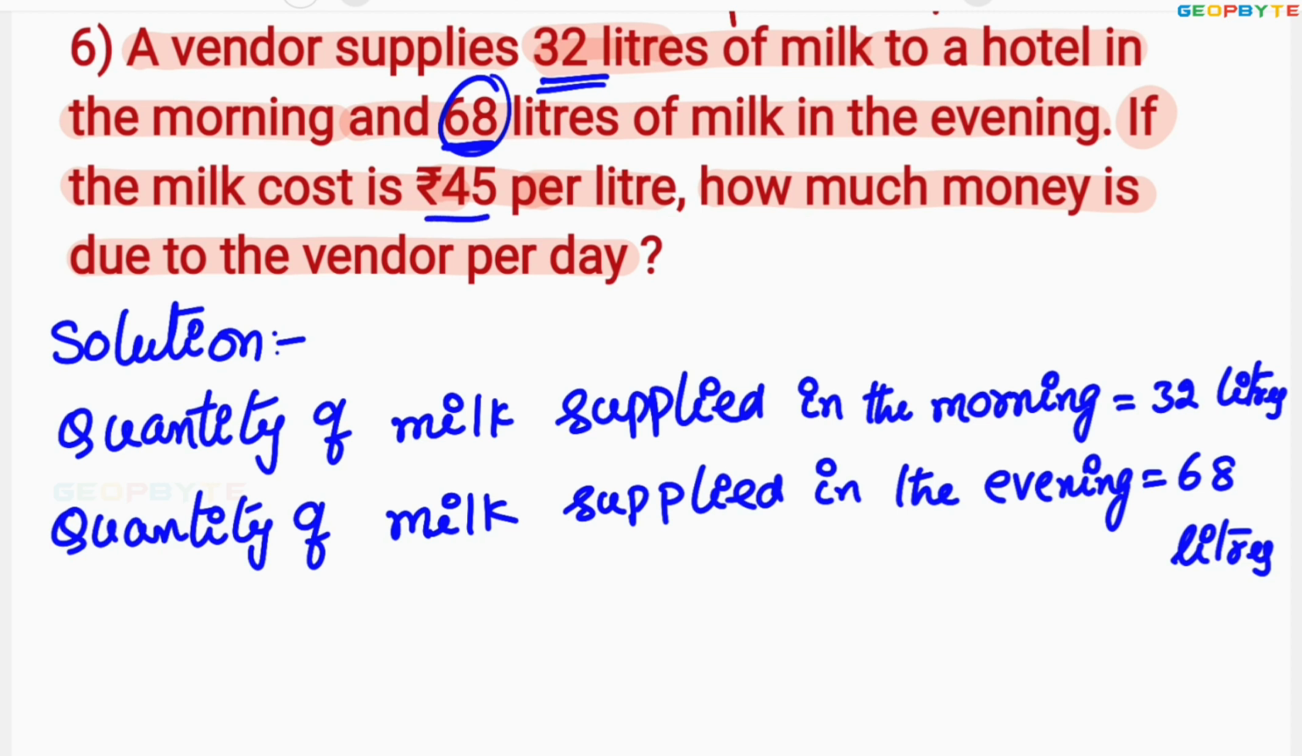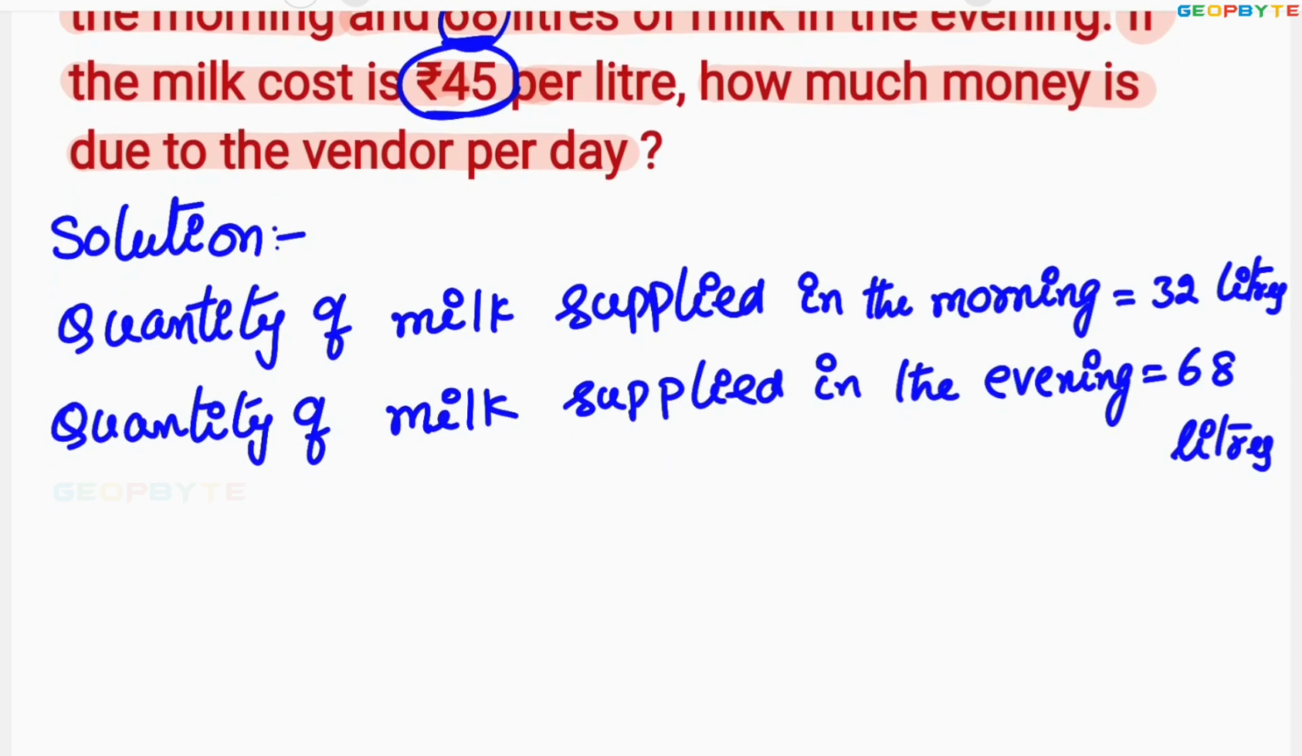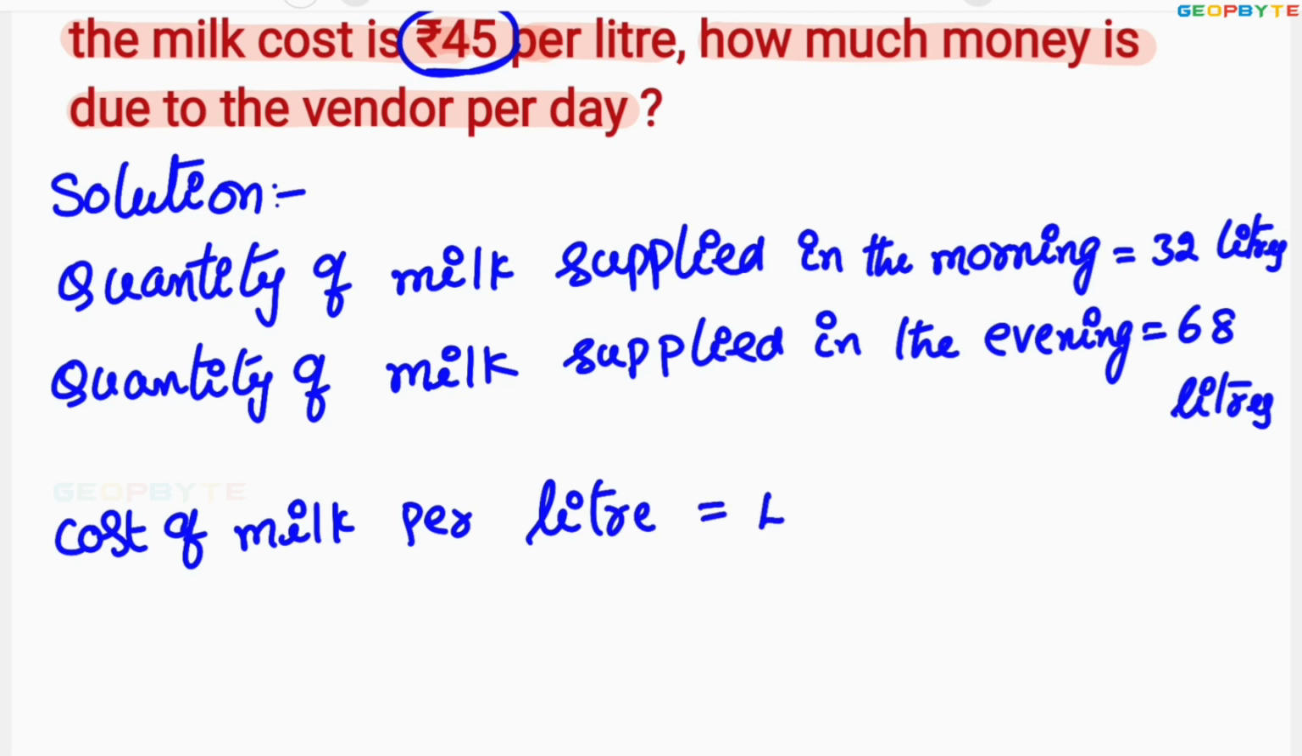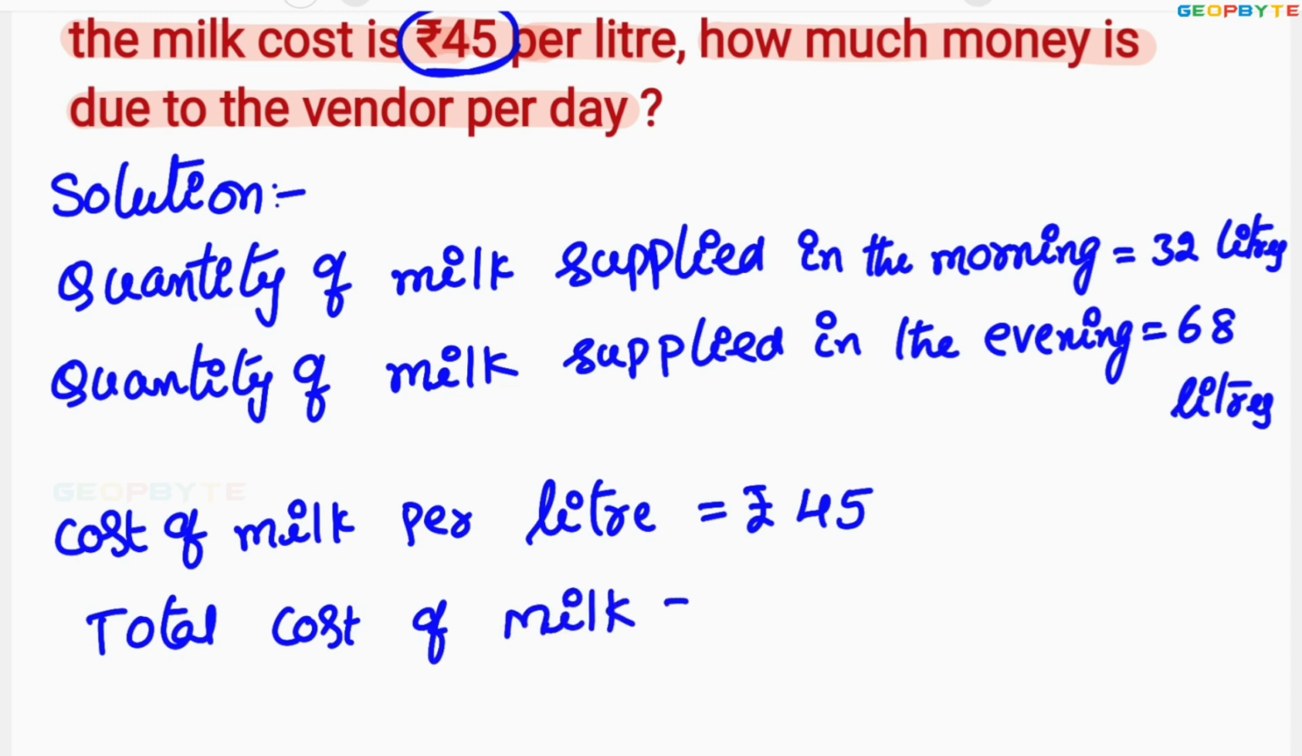The milk cost per liter is 45 rupees. Cost of the milk per liter is equal to rupees 45. What is the total cost? Total cost of milk is how much?